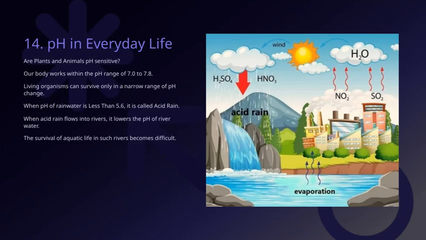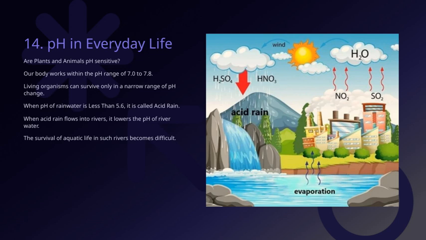The survival of aquatic life in such rivers becomes increasingly difficult when acid rain flows into them. You see, when acid rain enters a river, it causes the pH of the water to decrease. And this drop in pH can be quite harmful to the organisms living there. Now, if the pH of rainwater falls below 5.6, we call that acid rain.